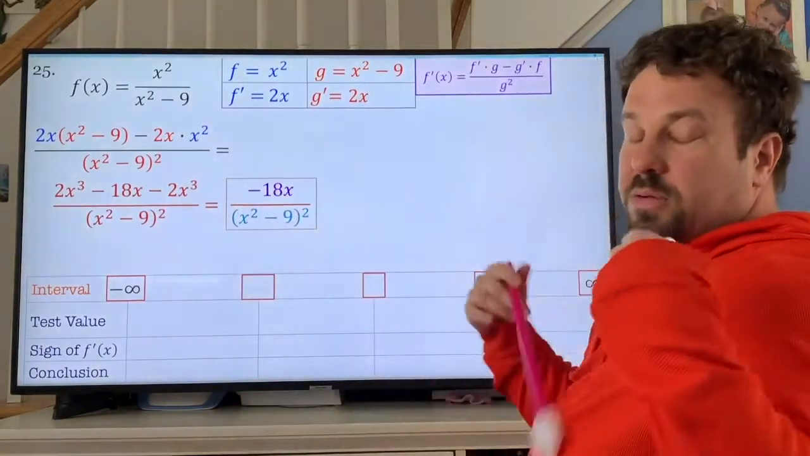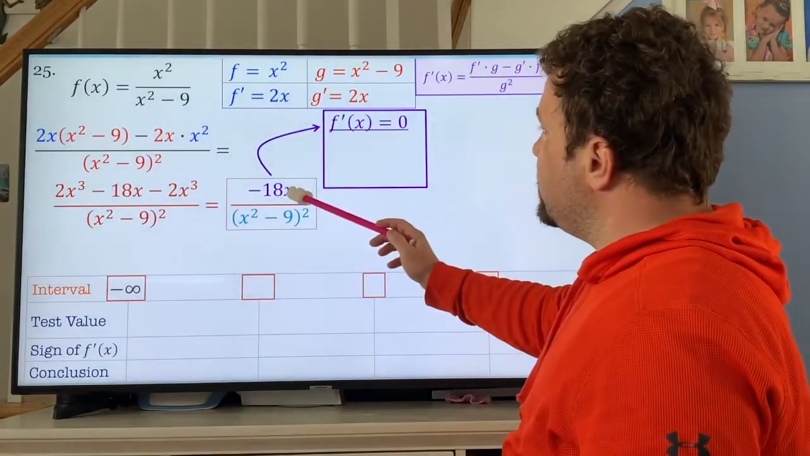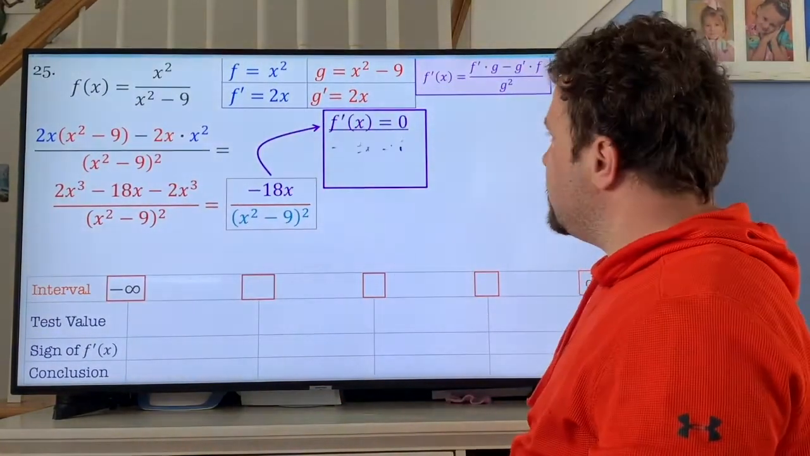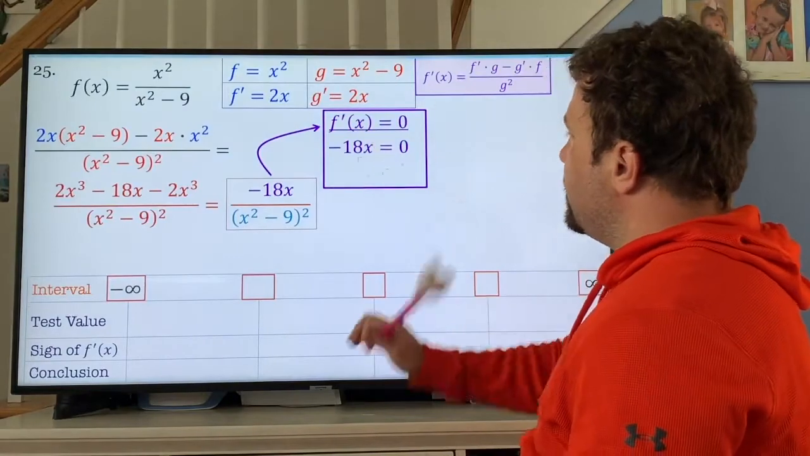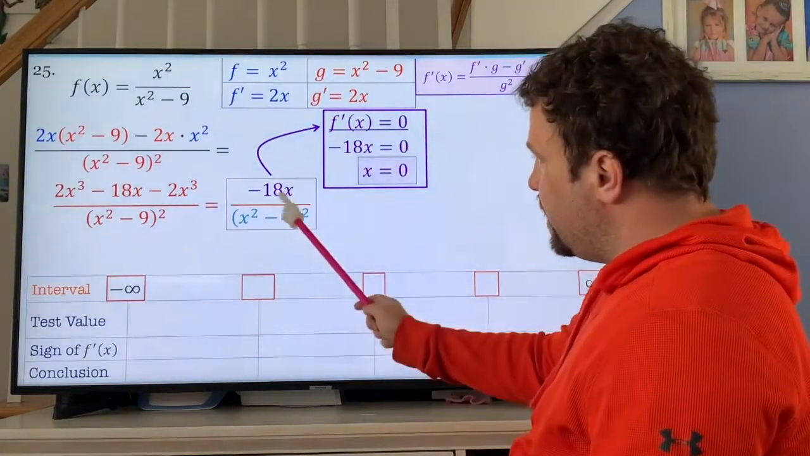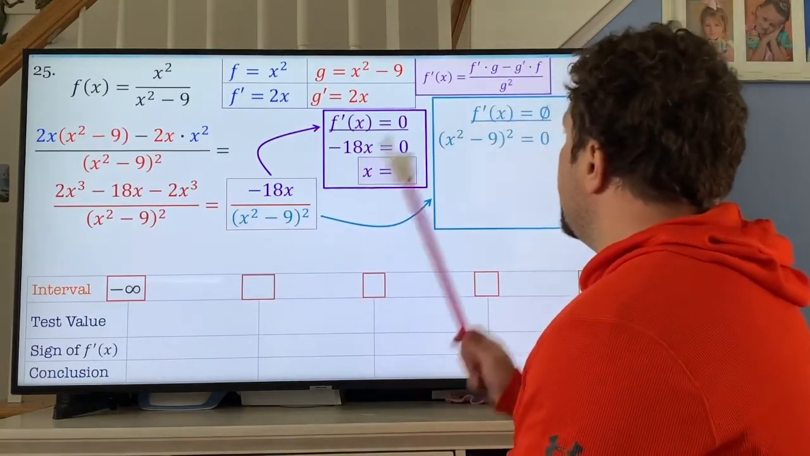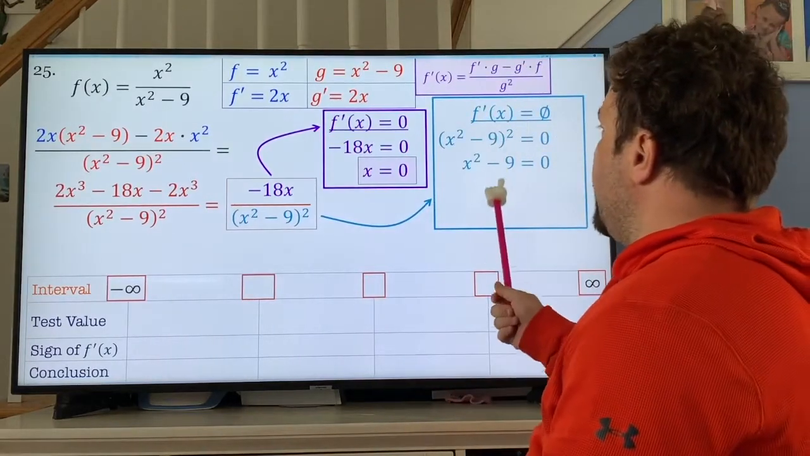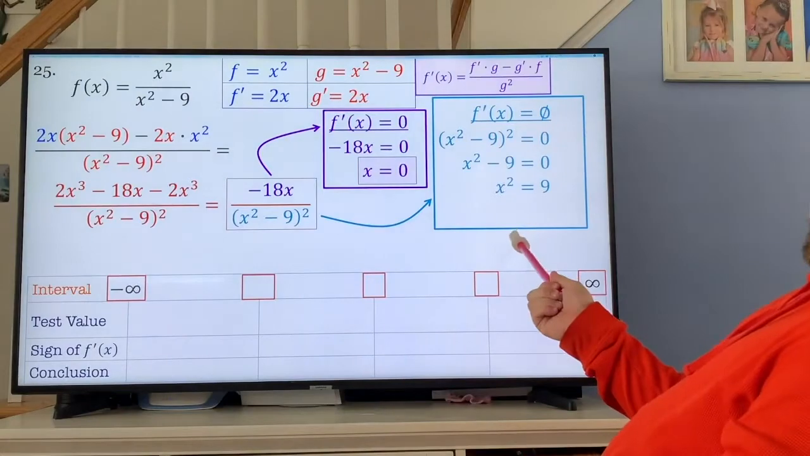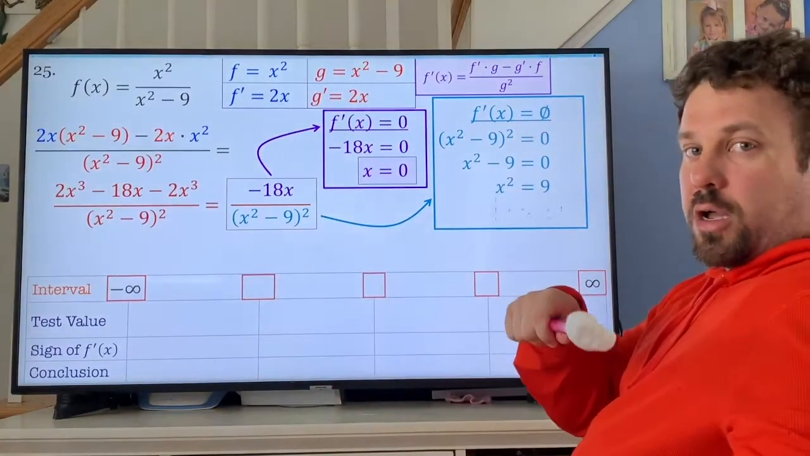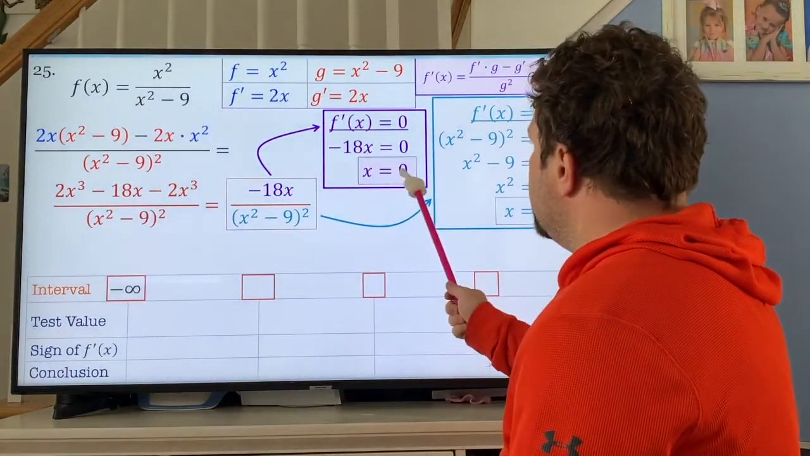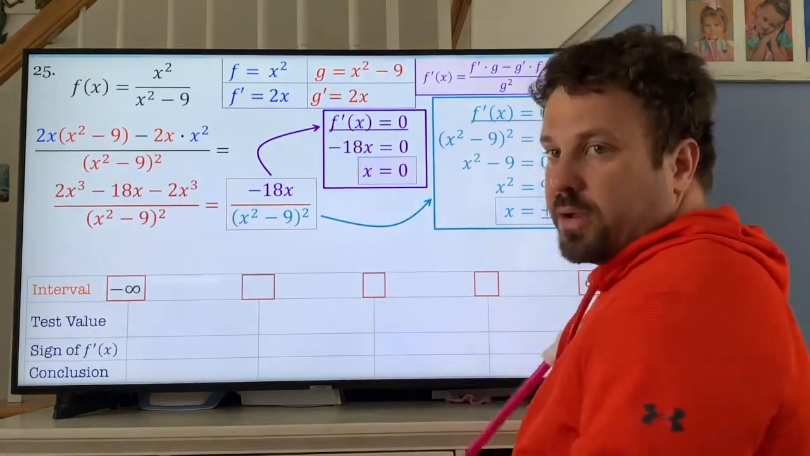Now you're going to have to set this equal to 0 and undefined. So when it's equal to 0, you set the numerator equal to 0. Negative 18x equals 0. Divide by negative 18 and x equals 0. Set the denominator equal to 0. x squared minus 9 equals 0. Add 9 and take the square root. And you get plus or minus 3. 0, negative 3, positive 3 are your 3 critical numbers.